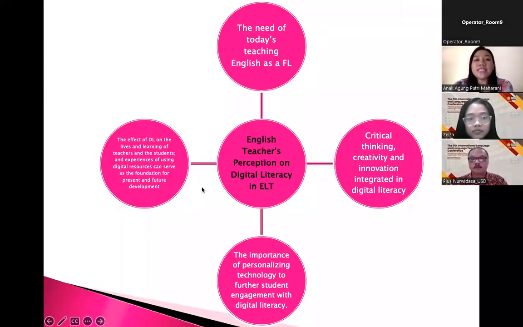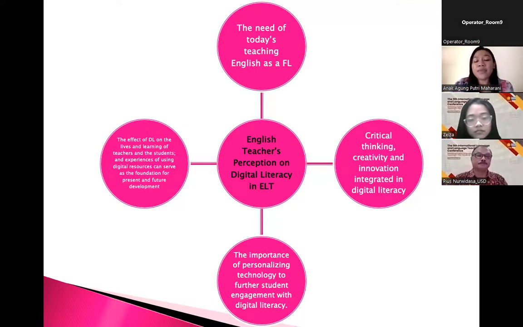And then this is the last finding. This finding answered the last research question related to the perceptions of the English teachers related to digital literacy. Based on the interview and, of course, the focus group discussion that we implemented, we found and figured out there are 4 major perceptions of the English teachers related to digital literacy in English language teaching. First of all, they perceive that digital literacy becomes the need of today's teaching English as a foreign language.